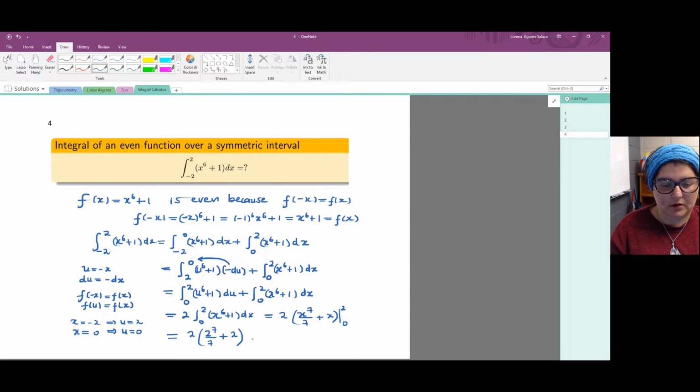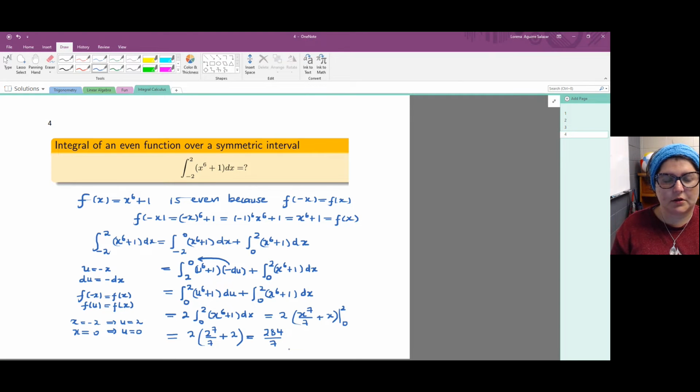And we can leave the answer like this, or we can rewrite it in a way that we see a fraction. And the fraction is actually going to be 284 over 7. After some math, we get 284/7, and that's the answer.